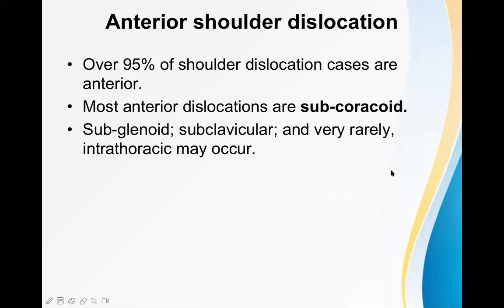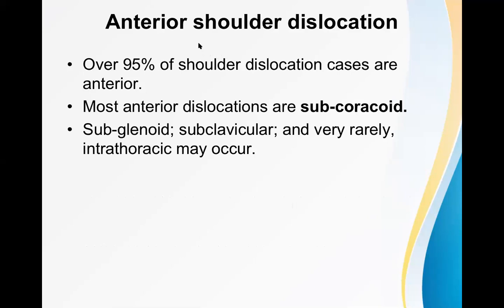Let's talk about each of these types in short now. Over 95% of shoulder dislocations are anterior. We already know that fact. And most of the anterior dislocations are subcoracoid.